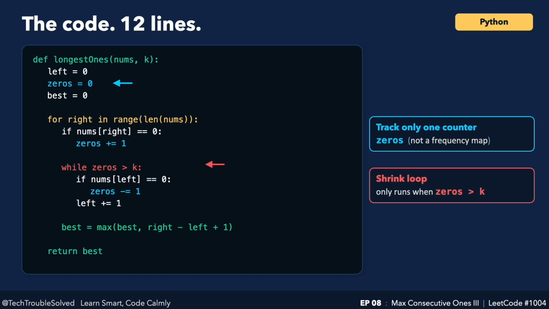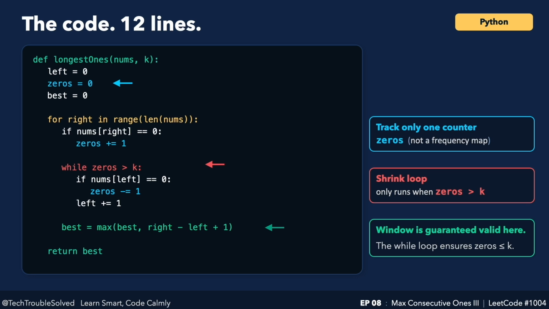It's conditional, not constant. This line runs after the while, which means by the time we measure the window, zeros is already less than or equal to k. The placement is a correctness guarantee, not a style choice. 3 ideas, everything else is just the template.